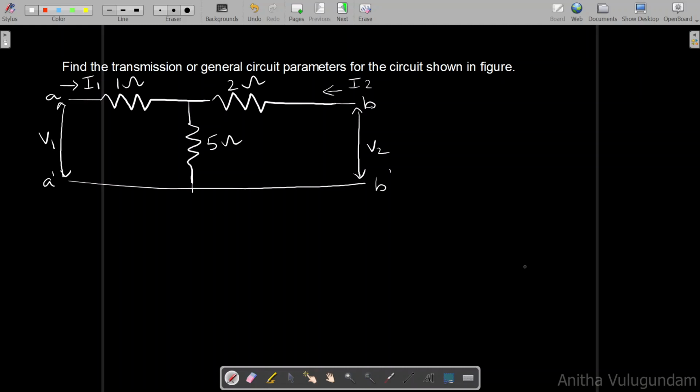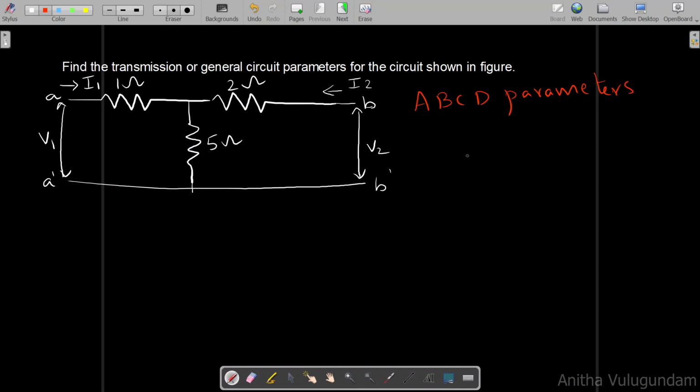In this video, I'll explain an example on finding transmission parameters or ABCD parameters. The question is: find the transmission or general circuit parameters for the circuit shown in the figure. This is the circuit given to us. We are supposed to find ABCD parameters.